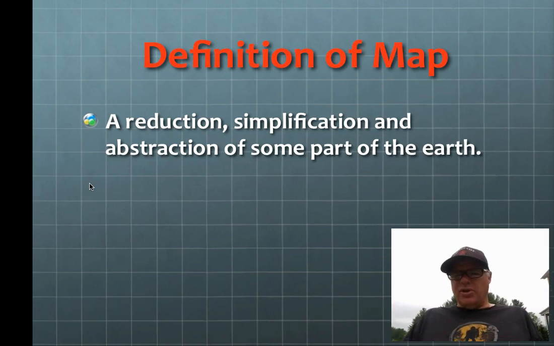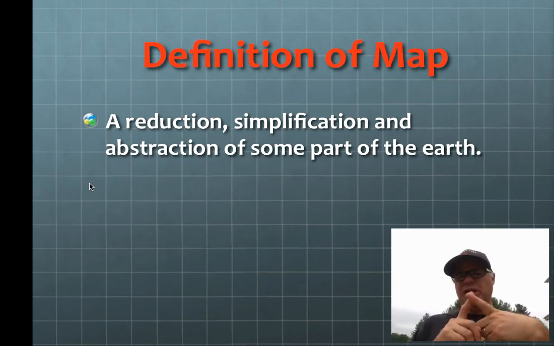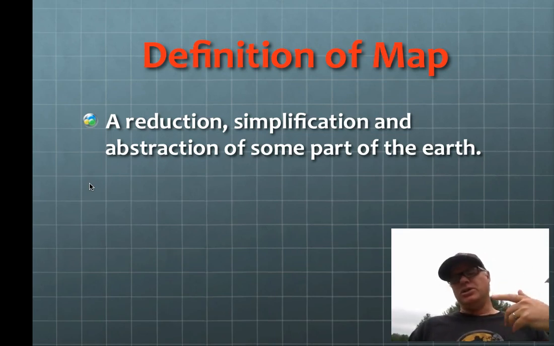Okay, so let's go ahead and hit these major points. The first one is just the definition of a map, which is, as shown here, a reduction, simplification, and abstraction of some part of the Earth. And so what does that mean? Well, let's take a look at the three terms there separately.